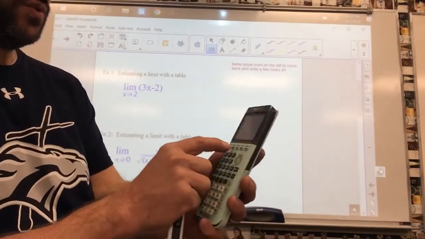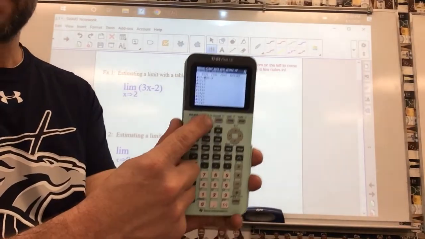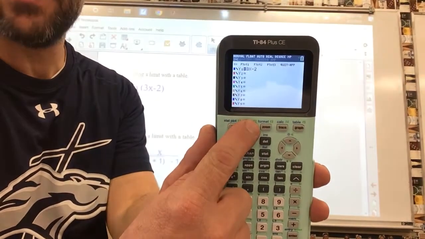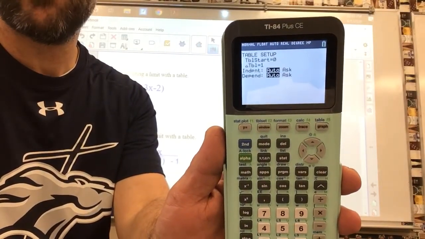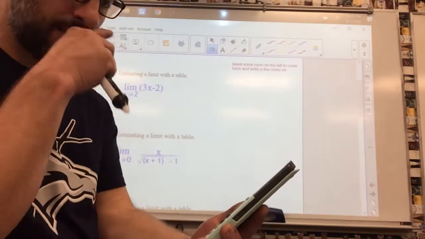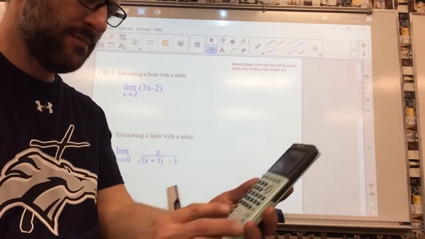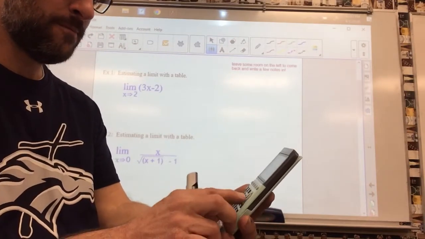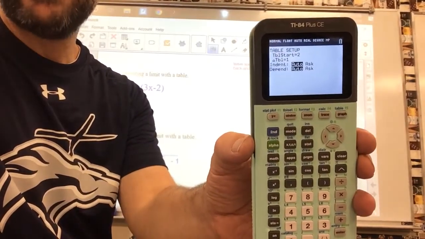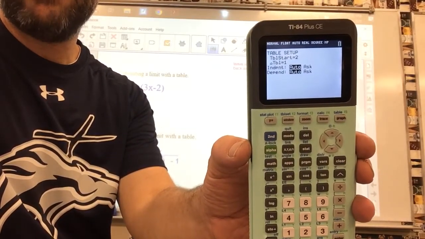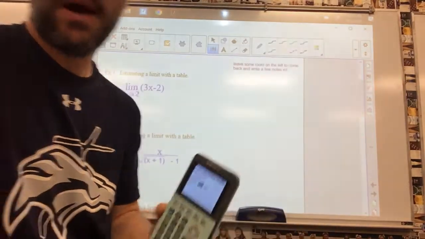So I'm going to go to second, and there's a little table set button. It's right there in blue. I hit second, table set, and it takes me to this spot. It takes me to a lot of different things. It says table setup, table start. Well, I'm going to start my table at 2. And then the next thing is delta table. Delta table means if I change my table, what do I want it to change by?